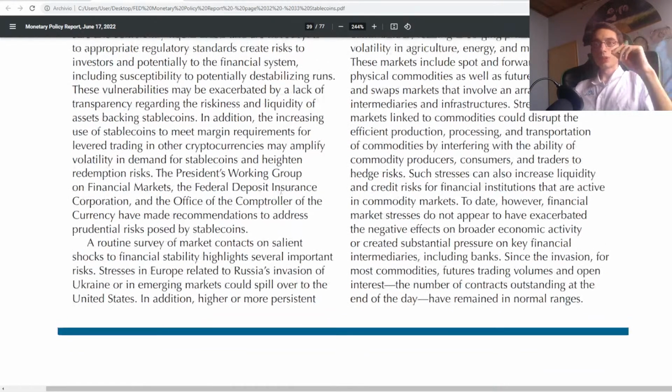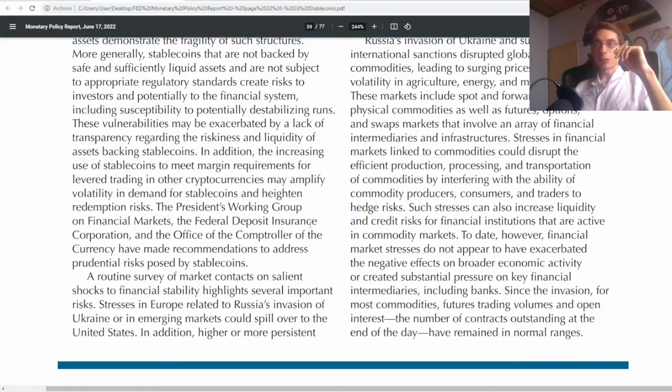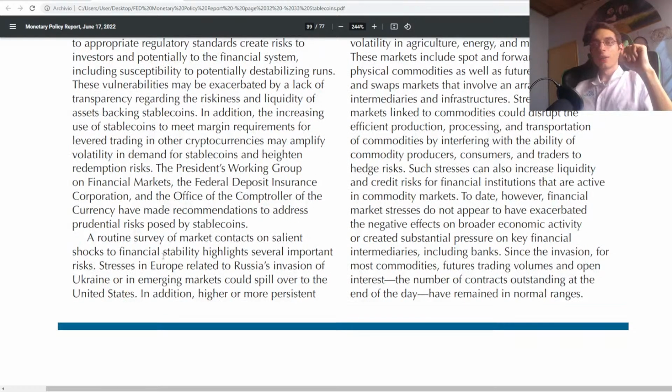The President's Working Group on Financial Markets, the Federal Deposit Insurance Corporation, and the Office of the Comptroller of the Currency have made recommendations to address prudential risk posed by stablecoins. So they are actually controlling stablecoins at the Fed also.